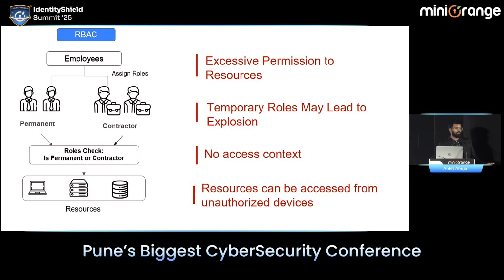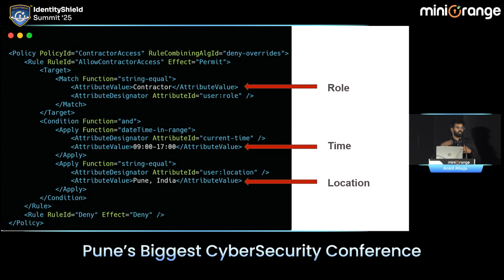So how does PBAC implement it? We'll take a look at a small XML-based policy code. This is XACML. This is how policies are defined generally. If you can see here, we have created a rule to allow and a rule to deny. The first rule to allow will first check for the role.